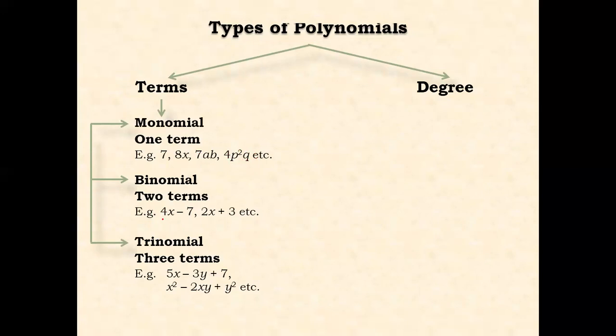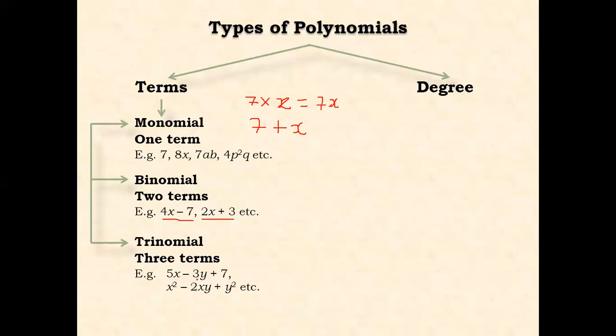In a binomial, you can see here 4x minus 7, we have the negative sign in between, and we have a plus sign in 2x plus 3. So 2x and 3 are two different terms, and in between we have the plus. Terms are separated by plus and minus signs, not division and multiplication signs. If we have a division or multiplication sign in between, then it will be considered a single term. So 7 into x is 7x, a monomial, not a binomial. But if we have 7 plus x, then we have a constant 7 added to a variable x. This is an example of a binomial. Trinomial: in the case of a trinomial, we have three terms.